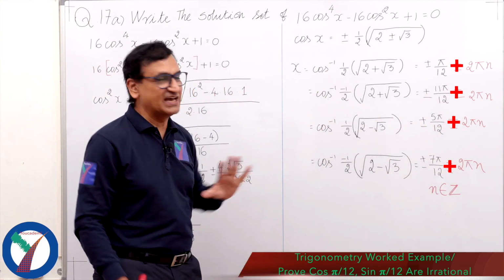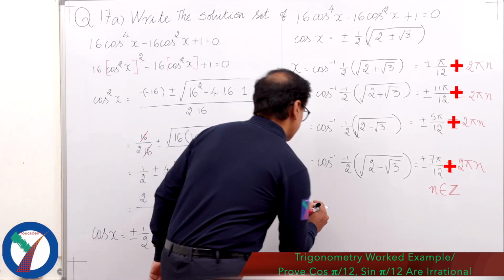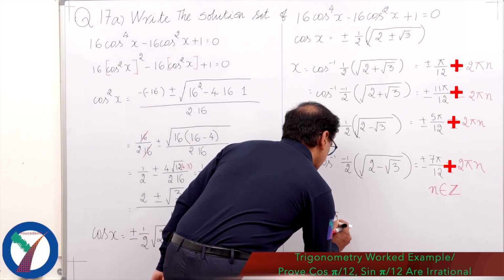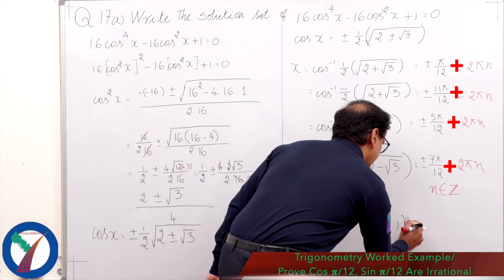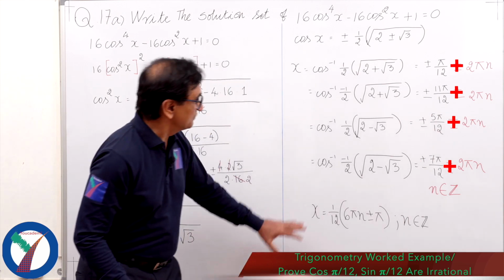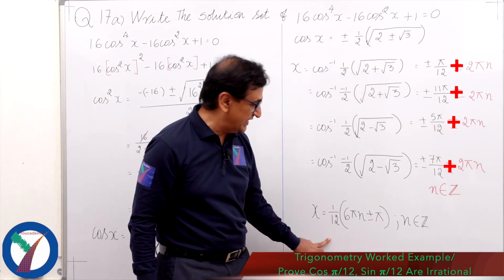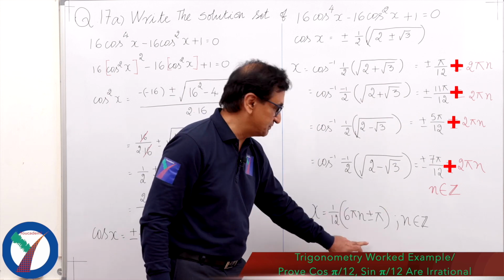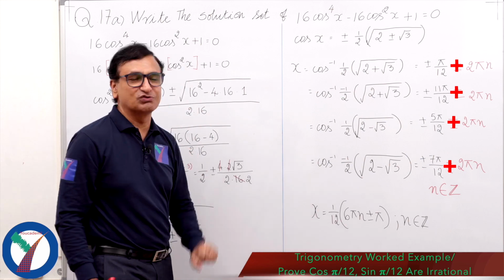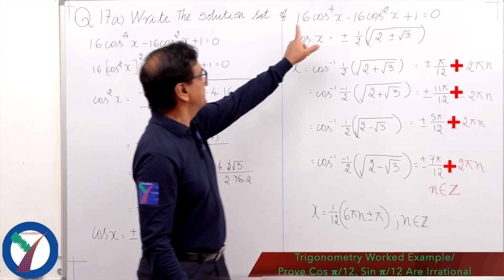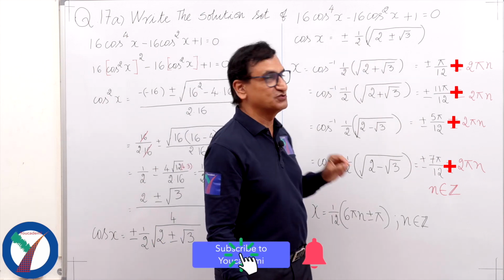Okay, so this is the entire solution set and the general solution set can be written as, so this entire solution set is contained in this, that is 1 divided by 6 pi n plus or minus pi, where n is set of all integers. So this is the final solution set for this equation 16 cos power 4x minus 16 cos square x plus 1 equals 0.